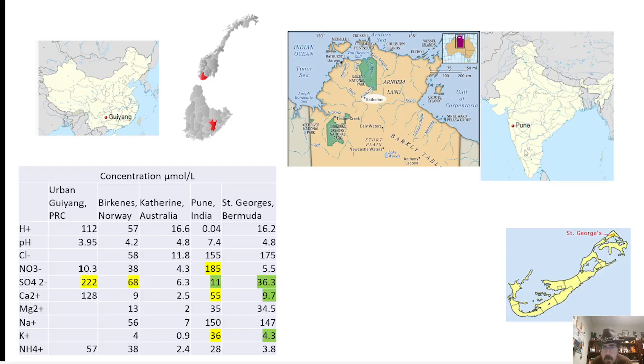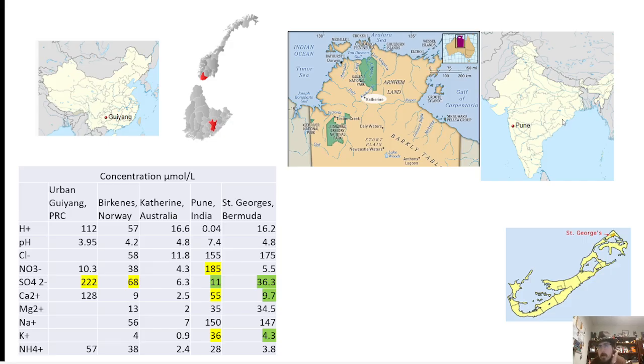Look at Katherine, Australia. That's definitely near the ocean. It's not very acidic. Well, at least it's one of the least acidic ones. But we see the relative concentration of chloride is not that high, actually. That was probably the most average of all of our values, a lot lower than everything else. But it's kind of maybe urban, a bit more rural.